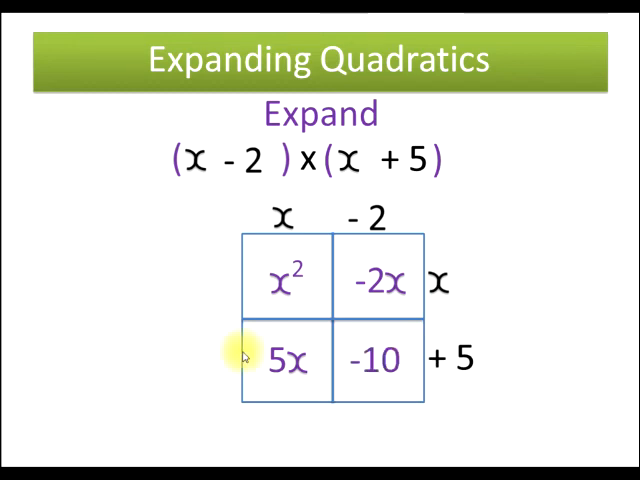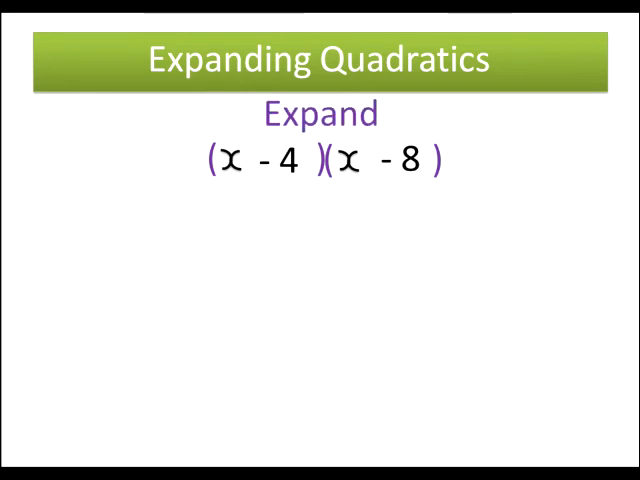Now if we were to collect these, we've got a 5x and a negative 2x. So 5x take away 2x would give me 3x. And there we have it. Let's have a look at one more. So here they're both negatives. This one's going to be a little bit trickier.